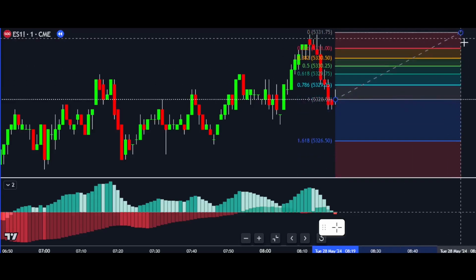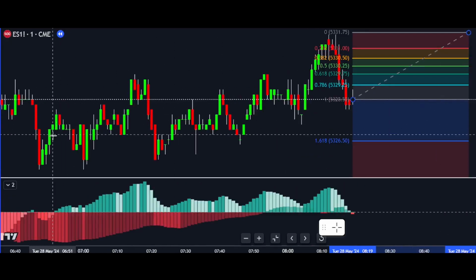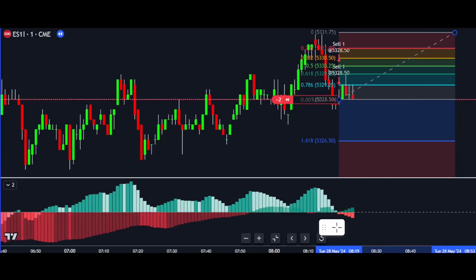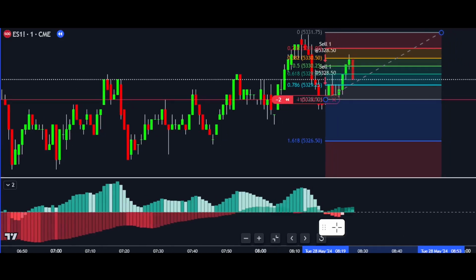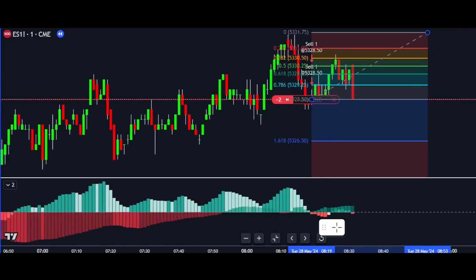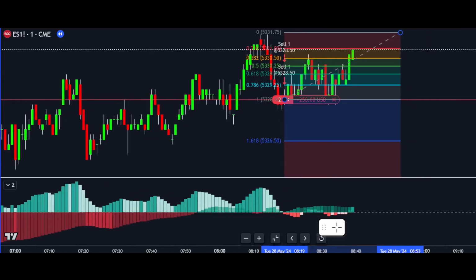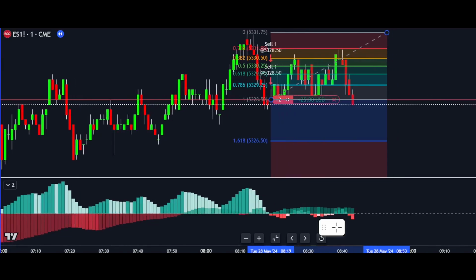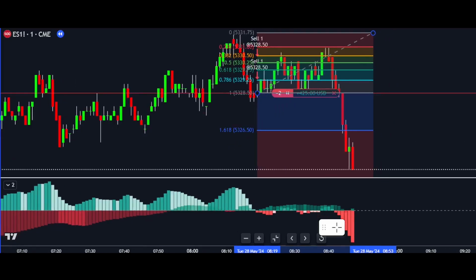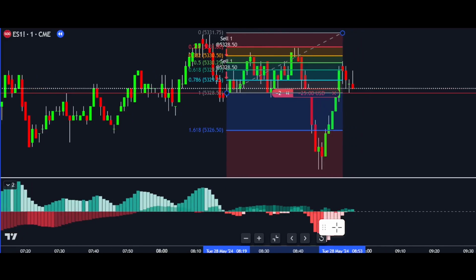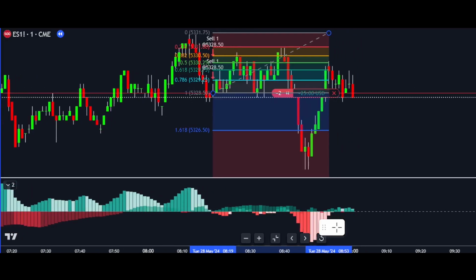The MACD is a trend-following momentum indicator that shows the relationship between two moving averages of a security's price. It consists of the MACD line, the signal line, and the histogram. The MACD line is calculated by subtracting the 26-period exponential moving average, EMA, from the 12-period EMA. The signal line is a 9-period EMA of the MACD line, which acts as a trigger for buy and sell signals. The histogram represents the difference between the MACD line and the signal line.